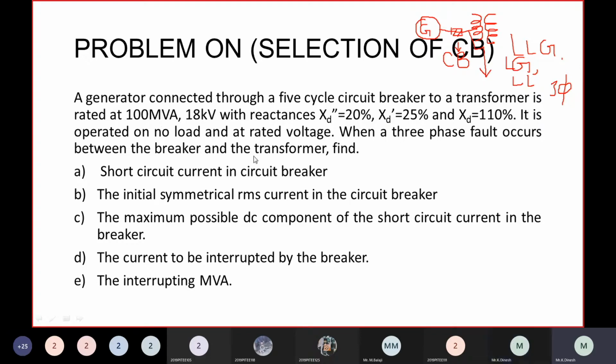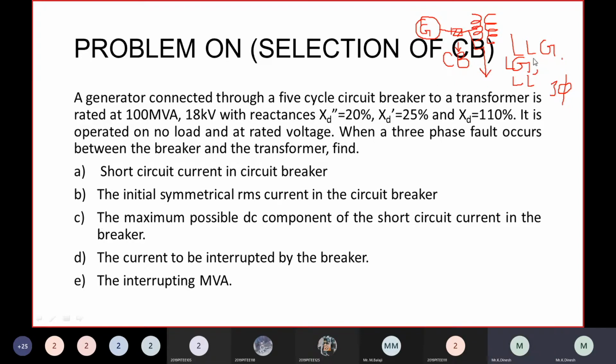It is operated at no load and at rated voltage. When a 3-phase fault occurs between the breaker and the transformer, this is the breaker, the central triangle portion, and a transformer. So in the middle of the circuit breaker and transformer, you infer a fault. That is your 3-phase fault.